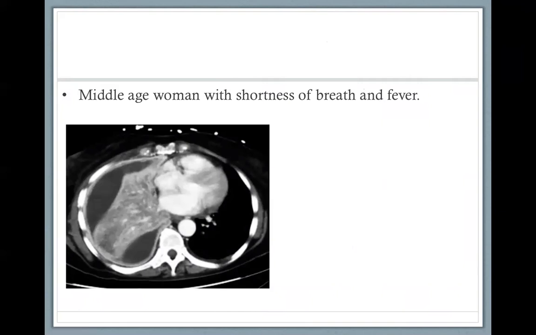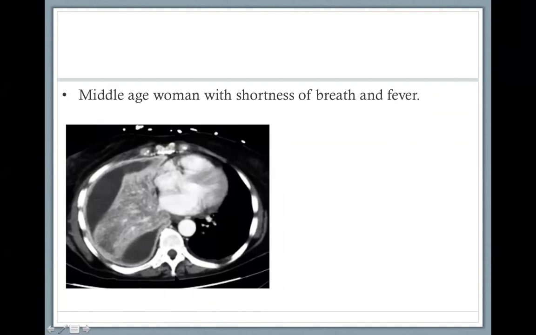What kind of image do you think this is? Where is it? She has shortness of breath and fever. Somebody said pneumonia. Somebody said pulmonary edema. Okay, so let's do it the way we have done it a bit ago. Let's start first of all by saying what kind of study it is. So this is a CT, right? Right, so this is a CT, so that's the first thing.